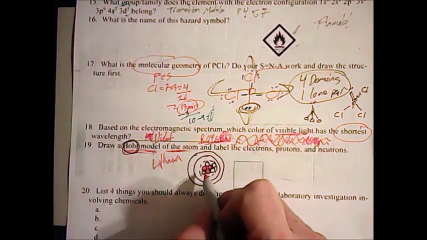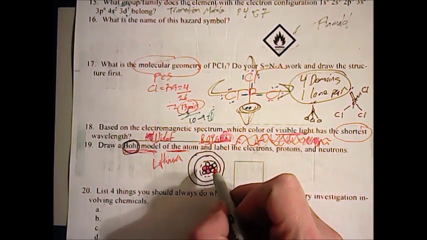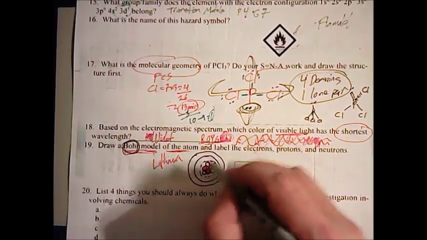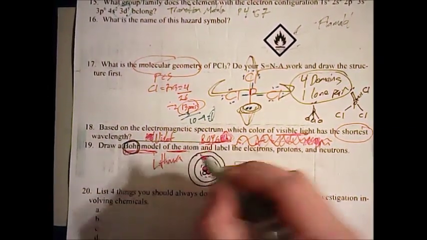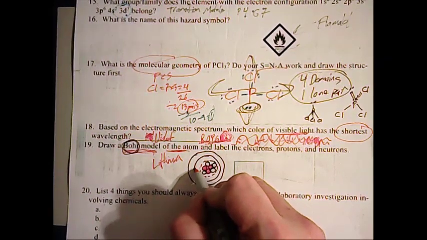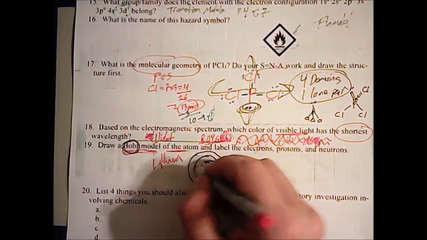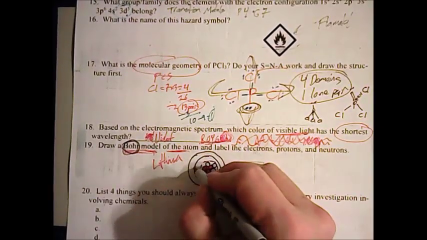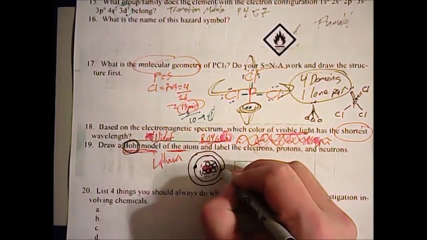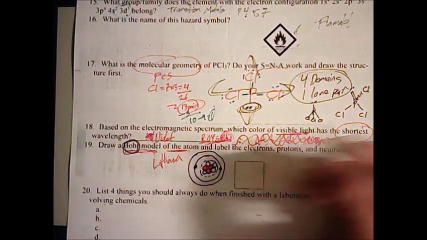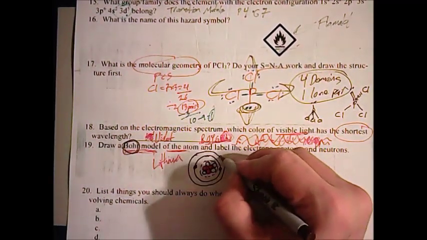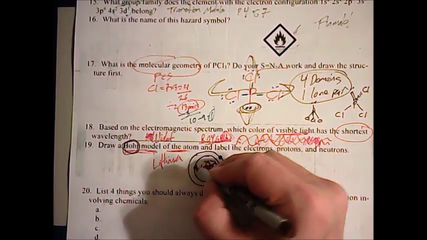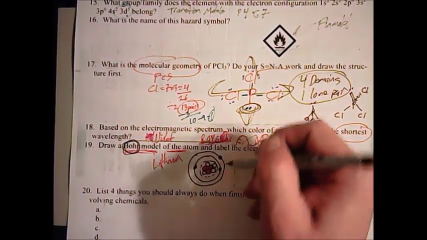So for my lithium, I had three protons, so that means I'll have three electrons. I can fit two of them in the first energy level, and then it's full. So the third one has to go in the next highest energy level. So we fill from the bottom up.